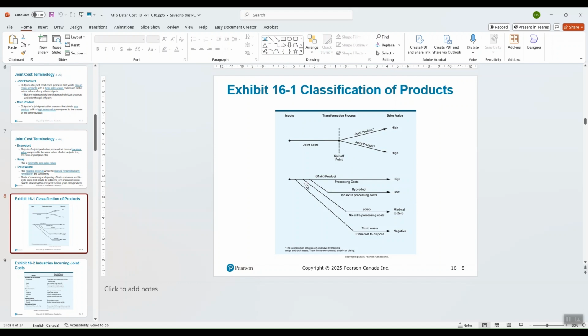Then if there's any scrap that comes out, that's going to be a minimum value or a zero value that needs to be considered as well. So in this case, there's no extra processing cost because they're simply a byproduct, scrap or toxic waste that comes out. The toxic waste is at the bottom because to get rid of that, you may have to spend extra cost. So that extra cost needs to be added into the cost of the main product that you're producing. Okay. So actually, this diagram elaborates how these costs need to be considered.